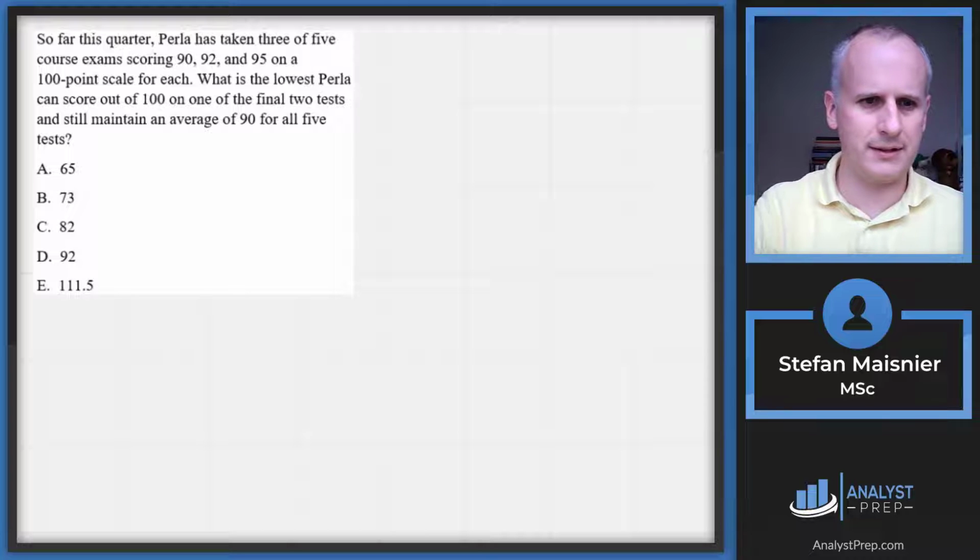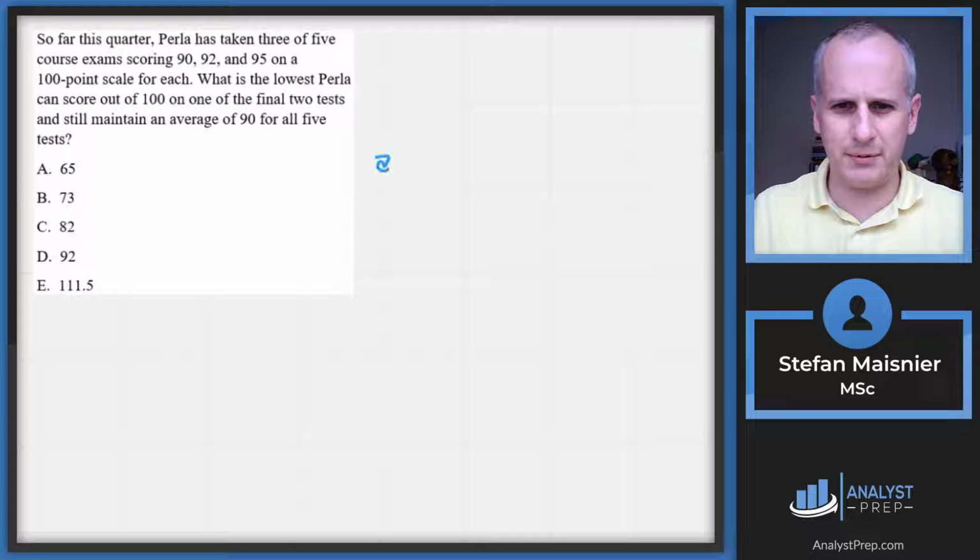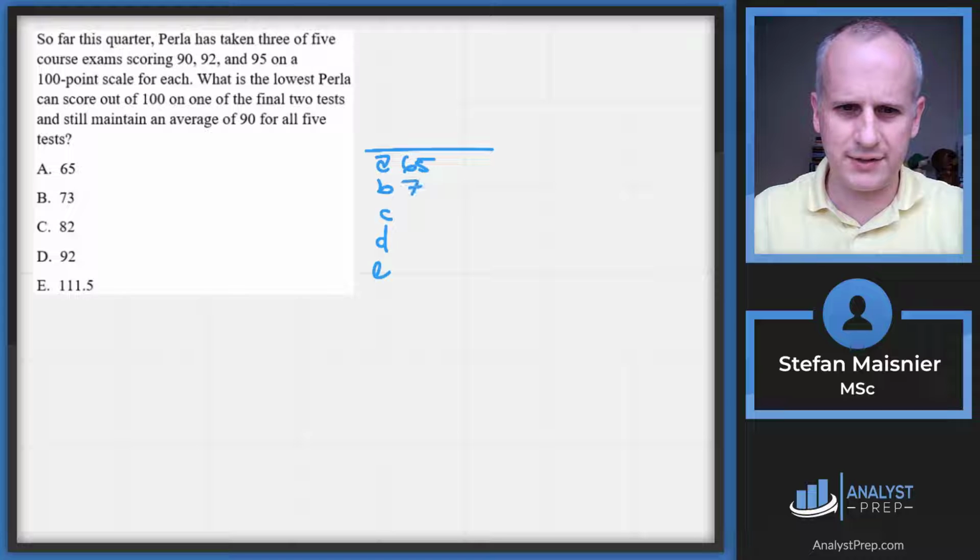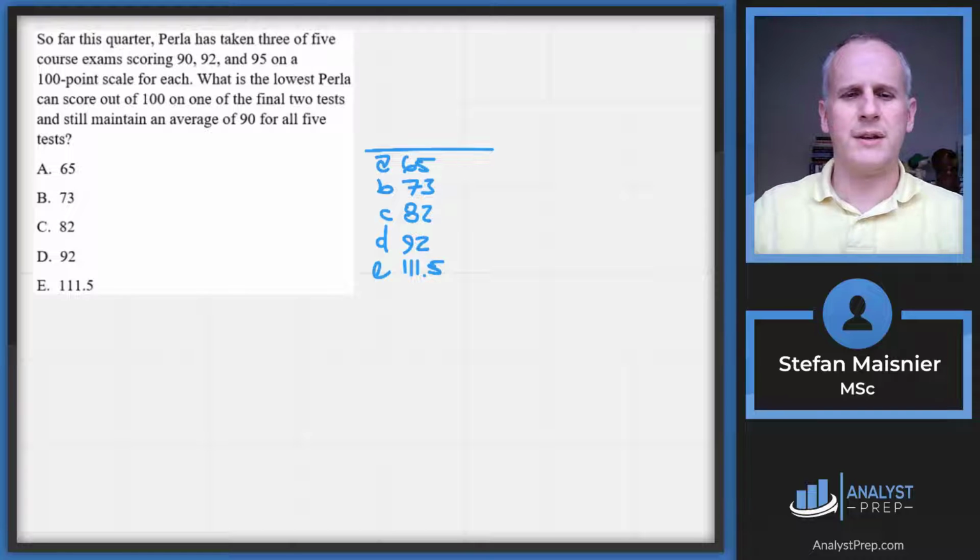So let's go ahead and set up the scratch pad as we always should, beginning by skipping to the end of the problem and setting up our answer choices. Our answer choices are real numbers here, so we're just going to have those listed out: 65, 73, 82, 92, and 111.5.